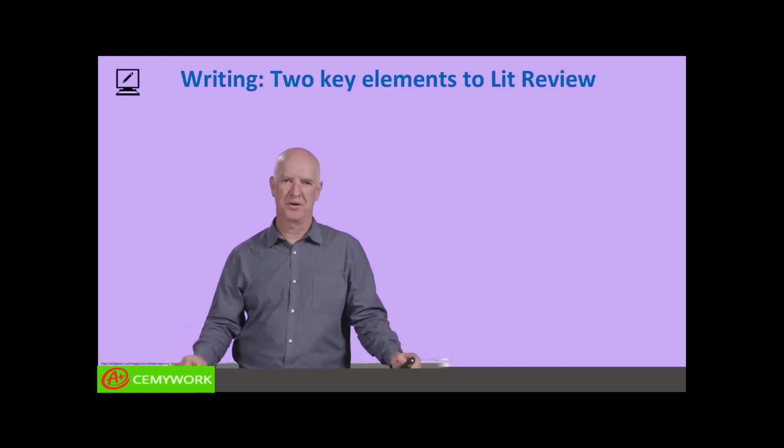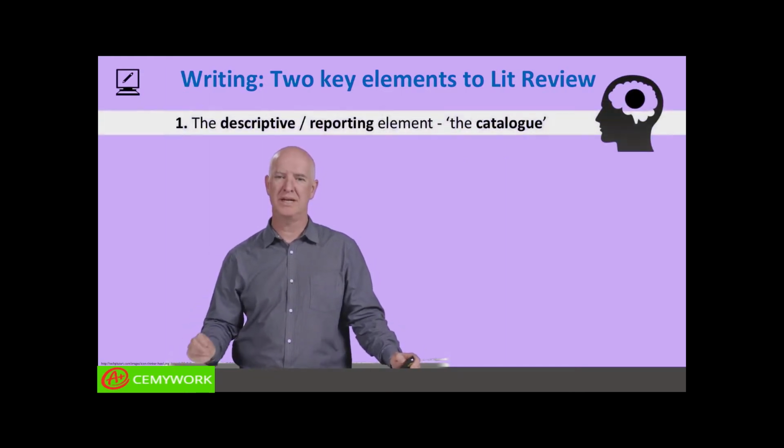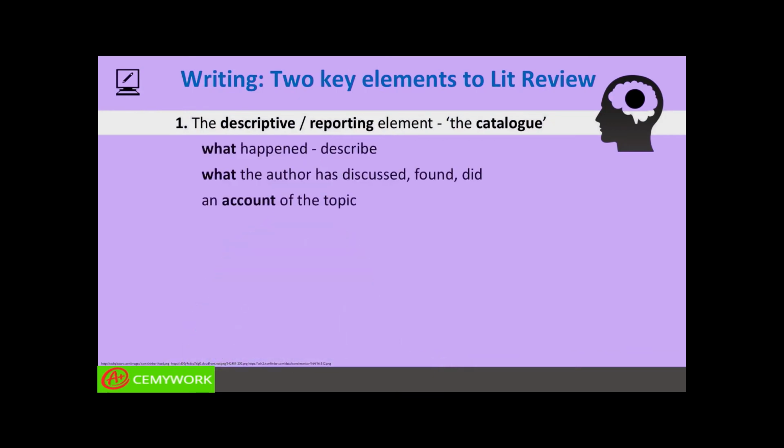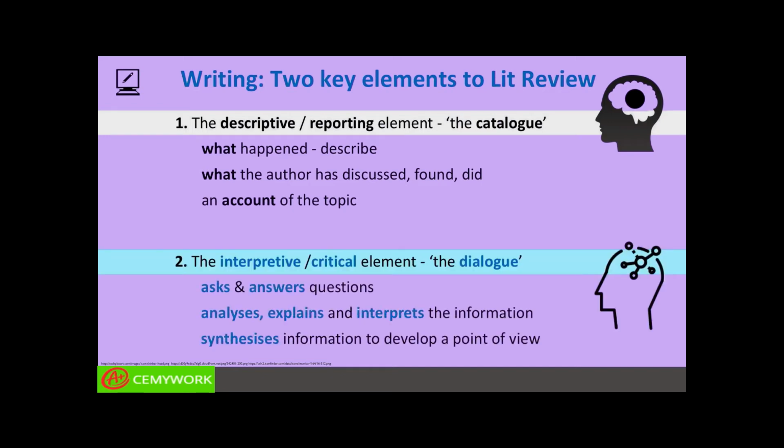On to the writing component of the review. There are two key elements. One is a descriptive or reporting element, where you talk about what happened. You describe what the author has found, what they discussed, what they did. It's an account. The second crucial aspect of the literature review is an interpretive or critical element, the dialogue, where you ask and answer questions of the text. You analyze, you interpret, you synthesize, you bring together information.